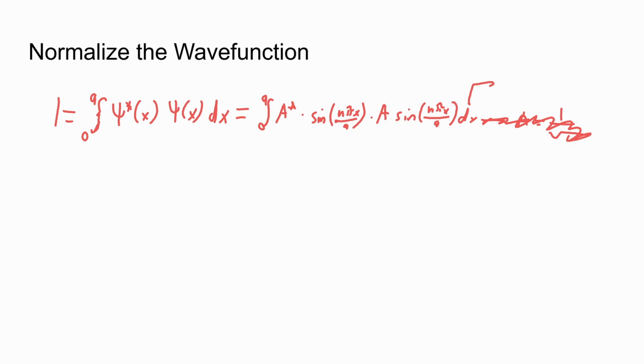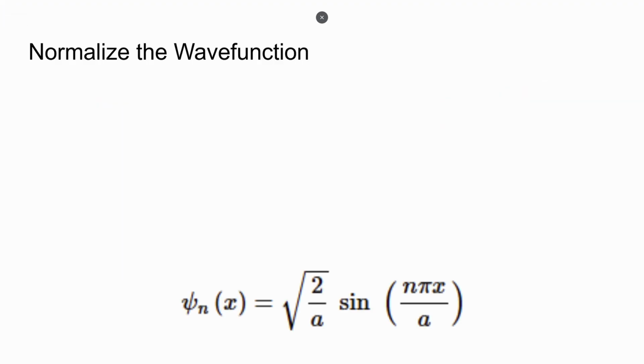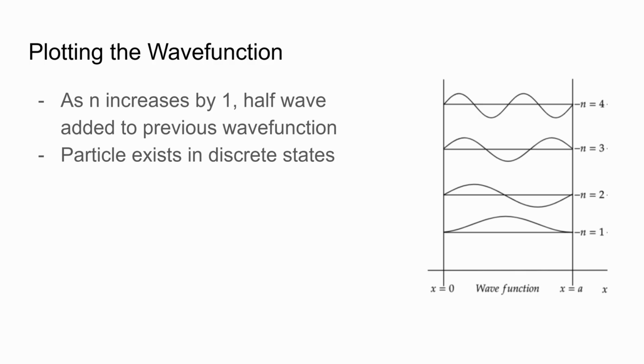But if we solve this, we get that a is going to equal the square root of 2 over lowercase a. And by plugging this back into our general wave function, we get psi n of x equals square root of 2 over a sine of n pi x over a. And this is going to be our general wave function that is an eigenfunction of our Schrödinger equation. So that's great.